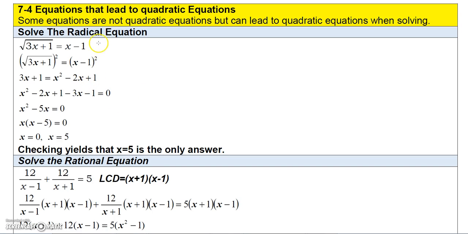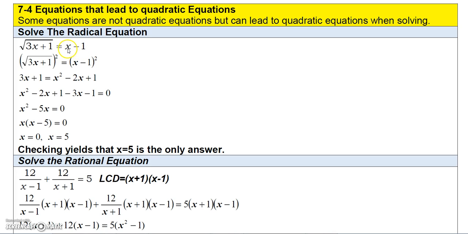We're going to talk now about equations that lead to quadratic equations. So they're not going to start out as quadratic equations, but in order to solve them, they will lead to them. I'm going to start with a radical equation. Here we have the square root of 3x plus 1 equal to x minus 1.